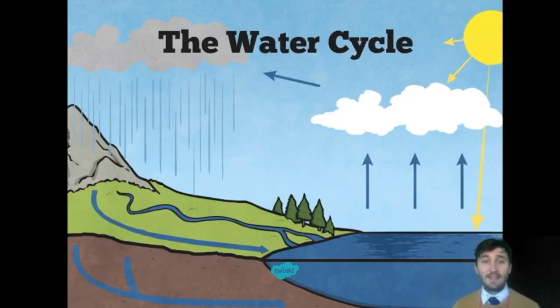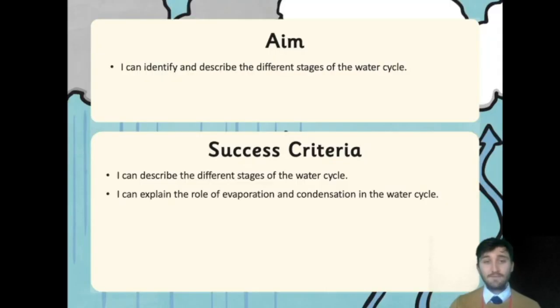So today's lesson is on the water cycle. I'm going to be learning all about it. I'm going to be learning four key words in this water cycle. Now, the learning aim: I want you to identify and describe the different stages of the water cycle. And our success criteria: I can describe the different stages of the water cycle, and also that you can explain the role of evaporation and condensation in the water cycle.